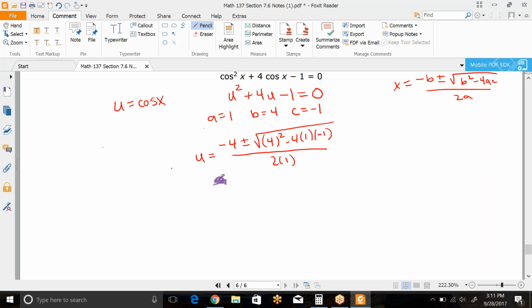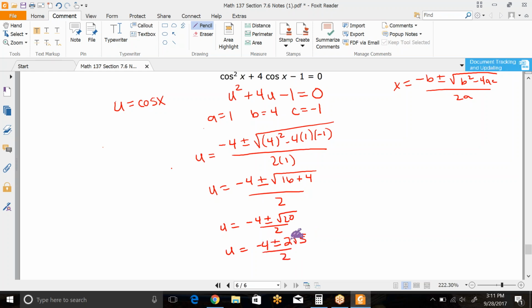Okay, so if we work this out, this would be u equals negative 4 plus or minus the square root of 16. This is negative 4 times negative 1, so that'd be plus 4, all over 2. And then we would have negative 4 plus or minus the square root of 20 over 2. And we need to simplify that 20. Remember that it has a perfect square that goes into it. It's 4 times 5, so that would be 2 on the square root of 5 over 2. And every outside number is divisible by 2, so we can actually reduce this to negative 2 plus or minus the square root of 5.